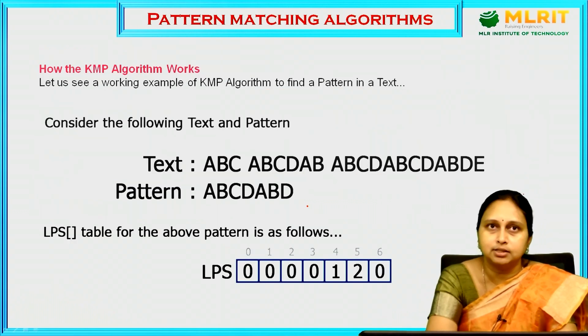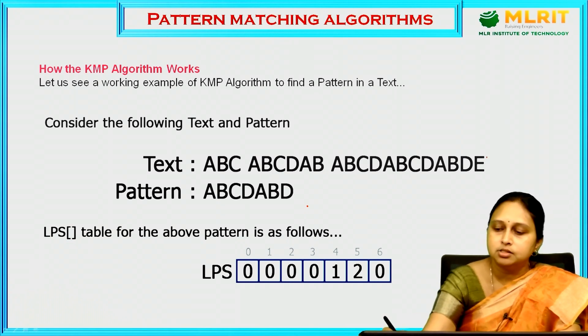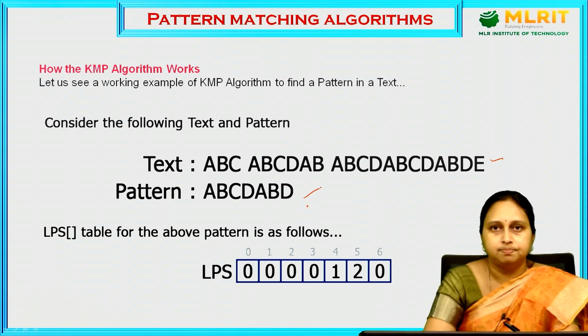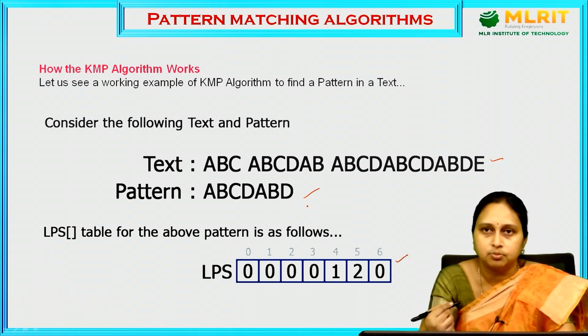Let us take this example of how the KMP algorithm works. This is your text and this is your pattern, and this is the LPS table. How we find this LPS table, we have seen, right?